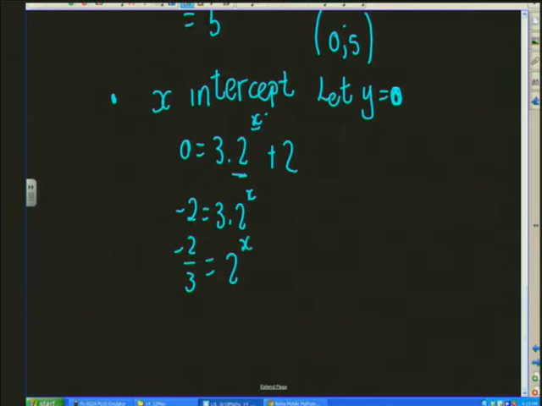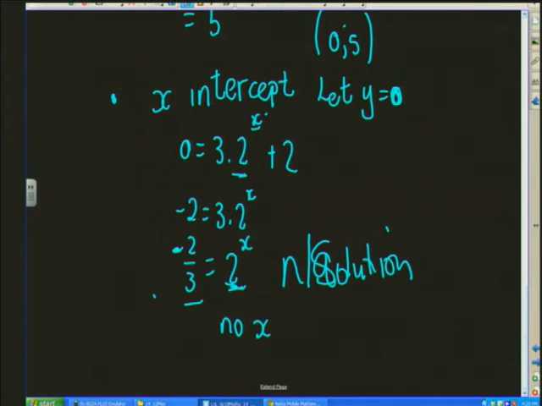Guys, no matter how hard you try here, there's not going to be any solution. Why? You're never going to be able to make these bases the same. You can't use any other method that you know in grade 10 or any other grade to solve this, because you can't have a negative number equaling a positive power of 2. It's never going to happen. So therefore, there is no solution, so there is no x-intercept. All right, there's no x-intercept here.